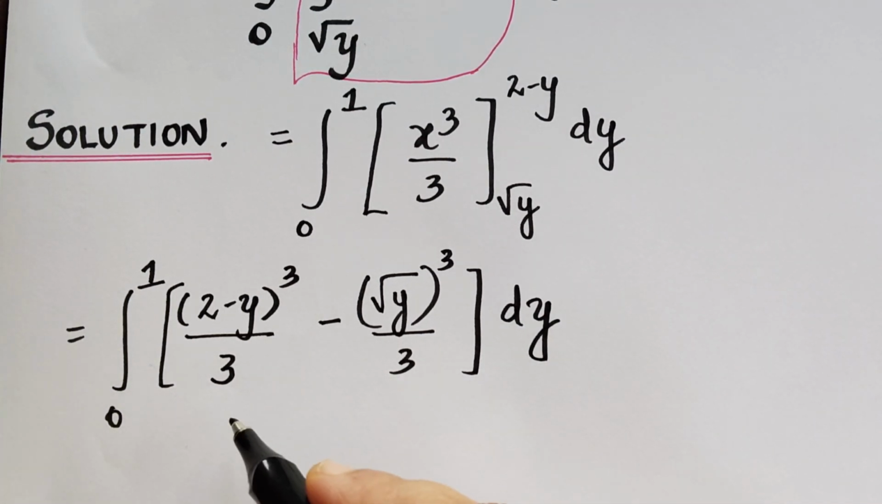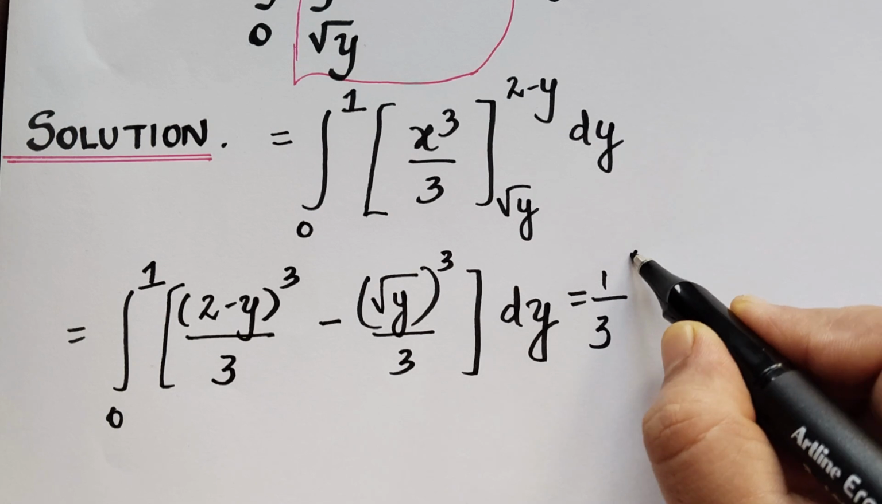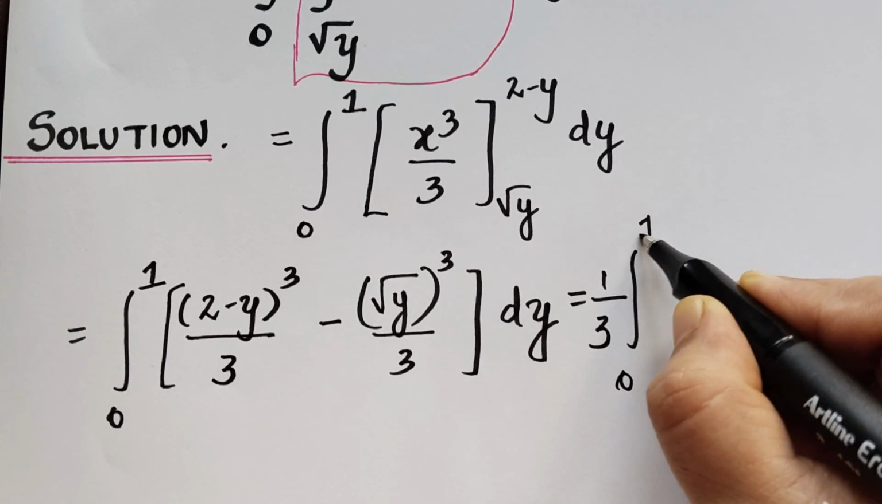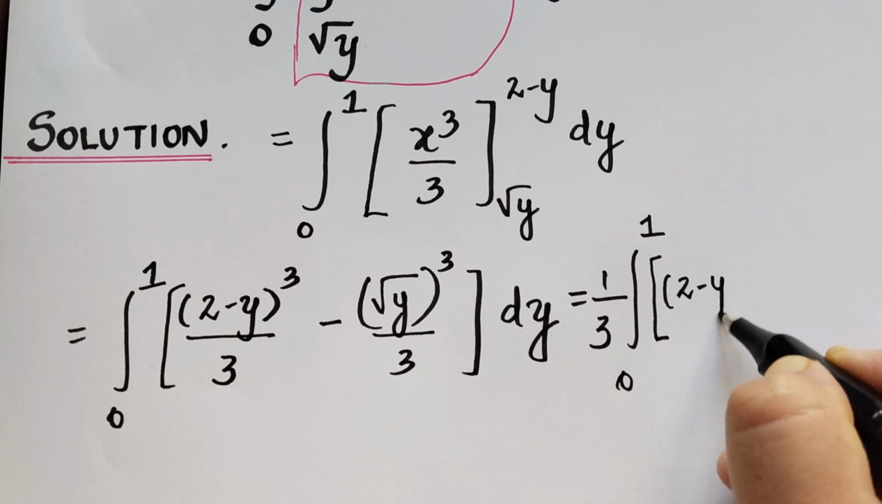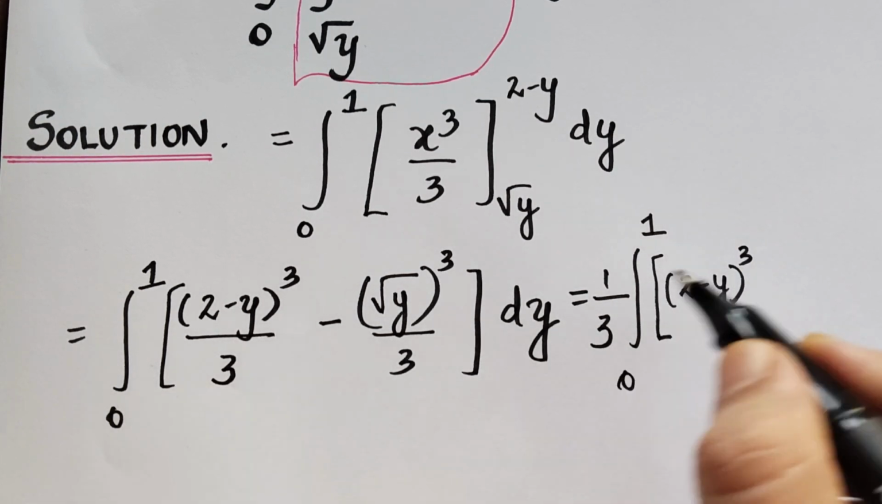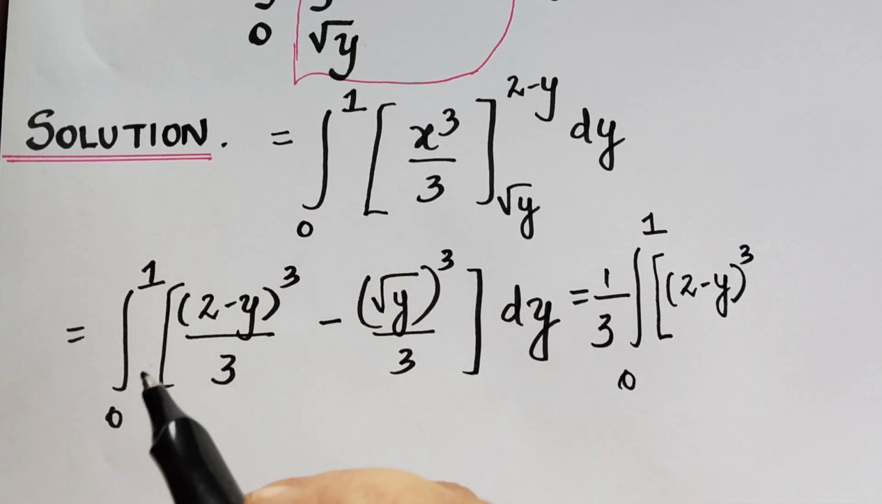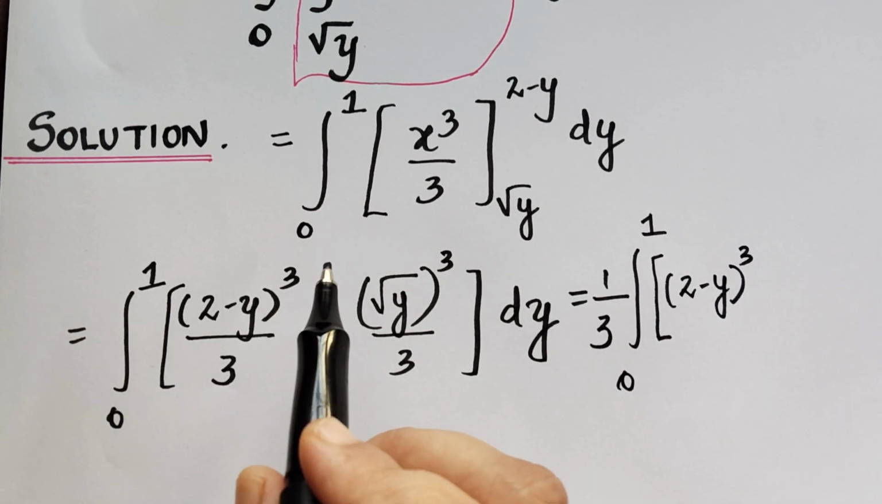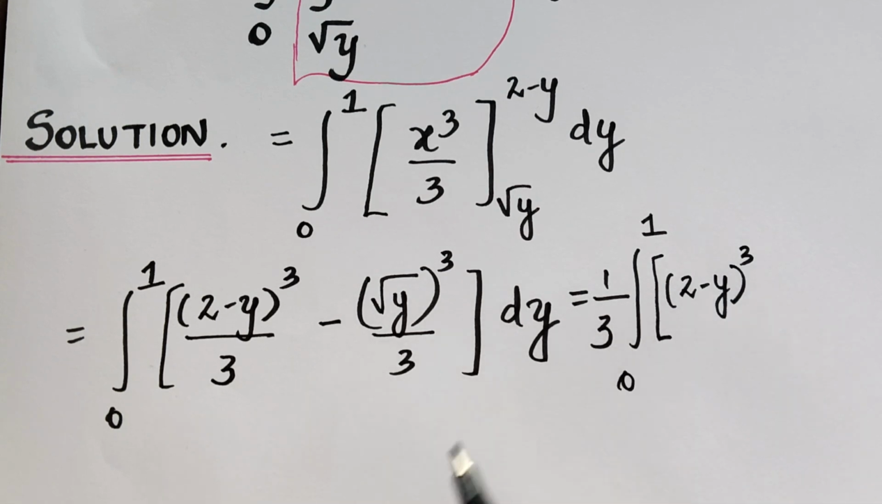So we see that 3 is common in the denominator, so that can be taken out. So 1 by 3 is a constant, integral 0 to 1. Now here inside the bracket, the first term will be (2 minus y) the whole cube. We can have it as it is and we can integrate. We can directly integrate, or we can also expand it by using the (a minus b) the whole cube formula also. I am going to have it as it is and integrate in the next step.